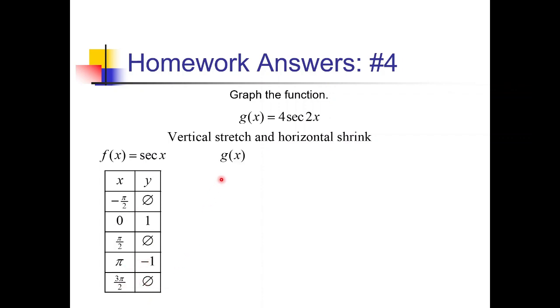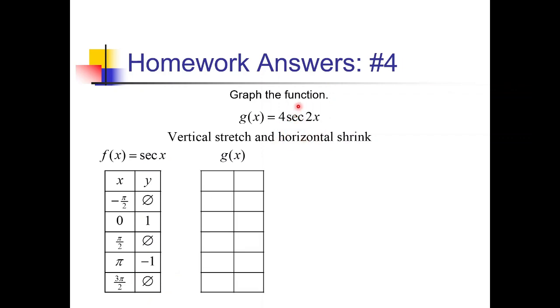So for the g function, to incorporate these transformations, for the x's, we need to do 1 over 2 times x. Because again, it's a shrink. It's opposite of what you think it is. And then for the stretch out here, we're going to do 4y.